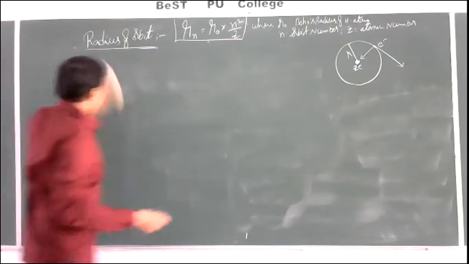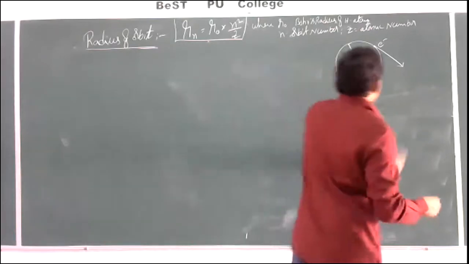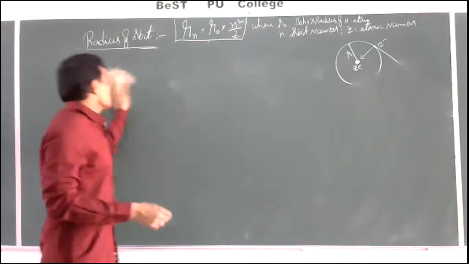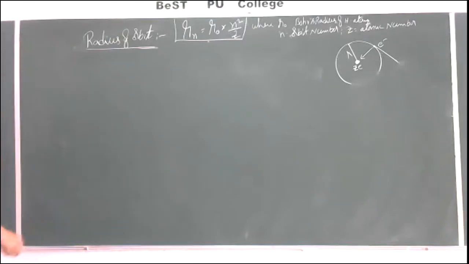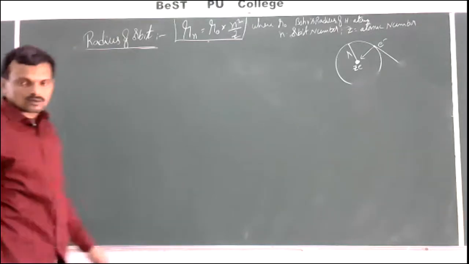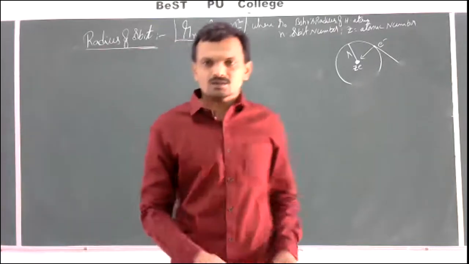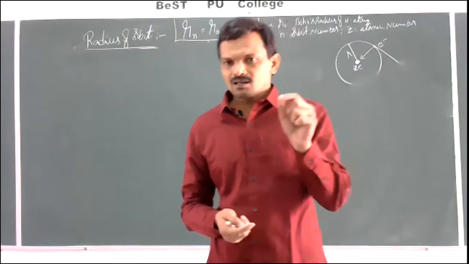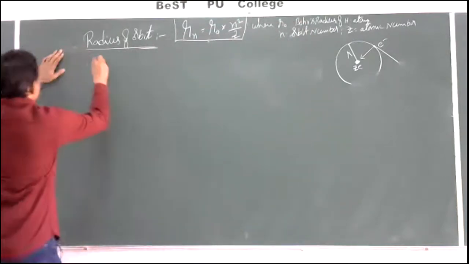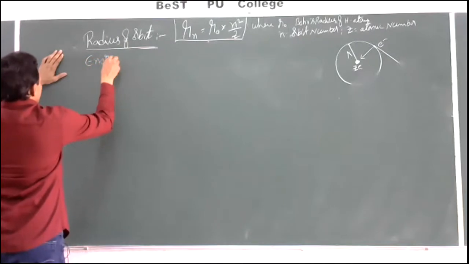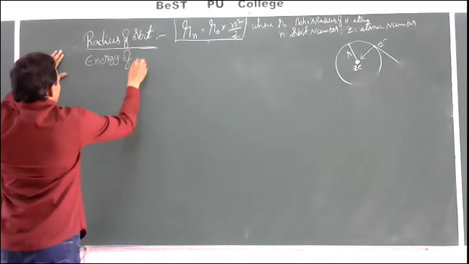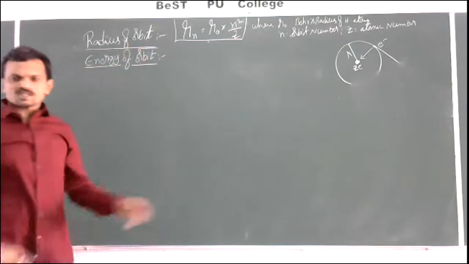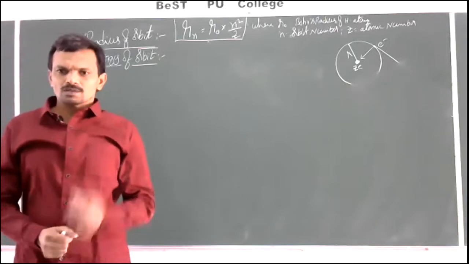Now we'll go for another derivation, which is nothing but the energy of the orbit. So what is the expression for the energy of the orbit? See, the revolving electron around the nucleus possesses two types of energies, that is potential energy and kinetic energy. So, what is the expression of the energy of the orbit?